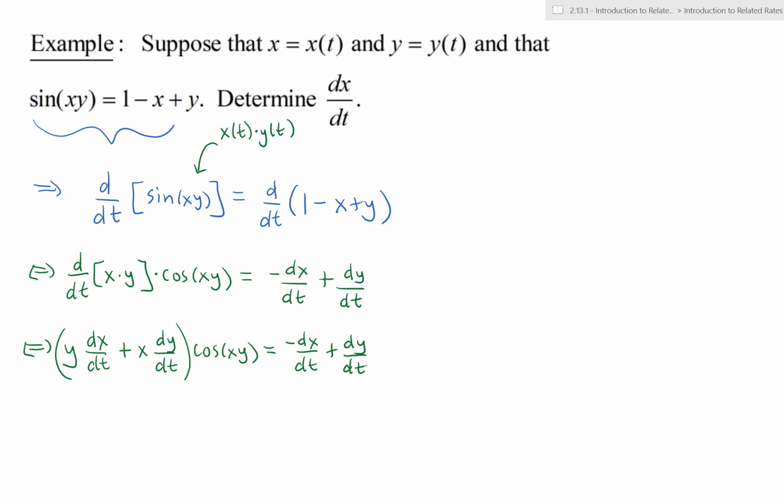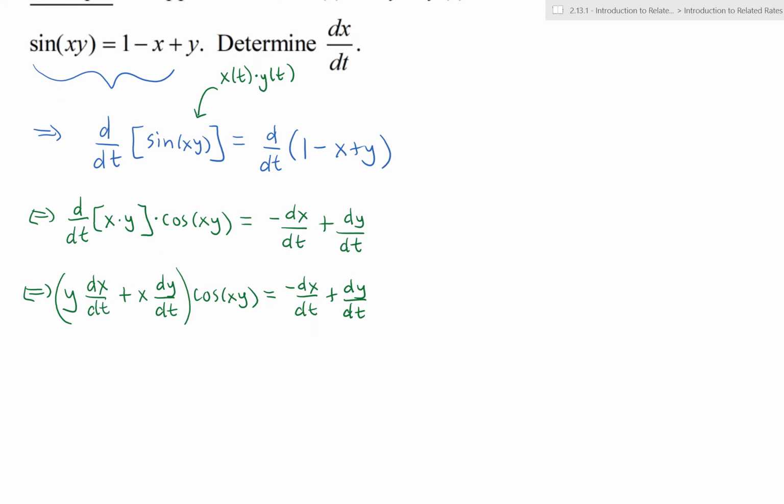Now, the goal here is to isolate the dx/dt, so you can see the similarities to implicit differentiation. I'm going to distribute the cosine of xy, so I've got dx/dt terms and dy/dt terms on the left-hand side. When I do that, what am I going to get? I'm going to get y times cosine of xy times dx/dt, plus x times the cosine of xy times dy/dt. And all of that is still equal to negative dx/dt plus dy/dt.